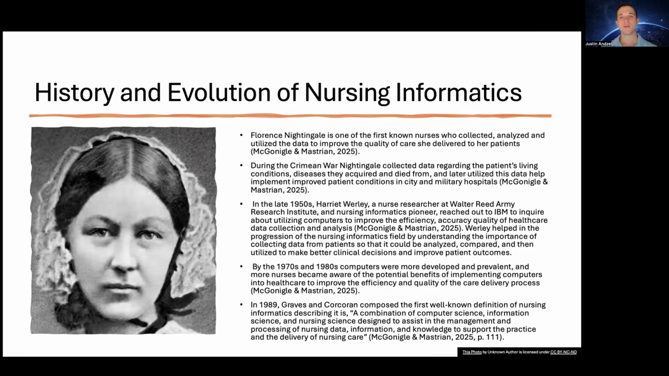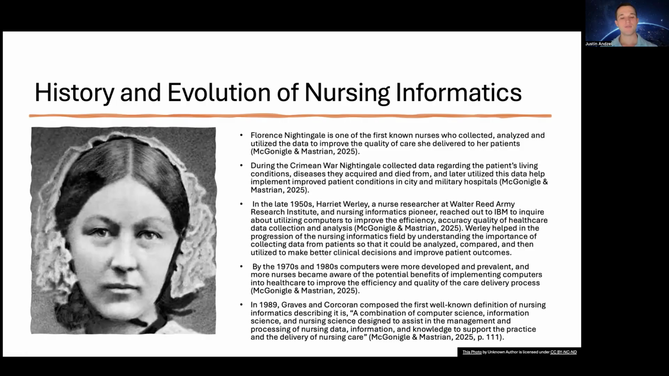History and evolution of nursing informatics. Florence Nightingale, pictured to the left here, is one of the first known nurses who collected, analyzed, and utilized the data to improve the quality of care she delivered to her patients.